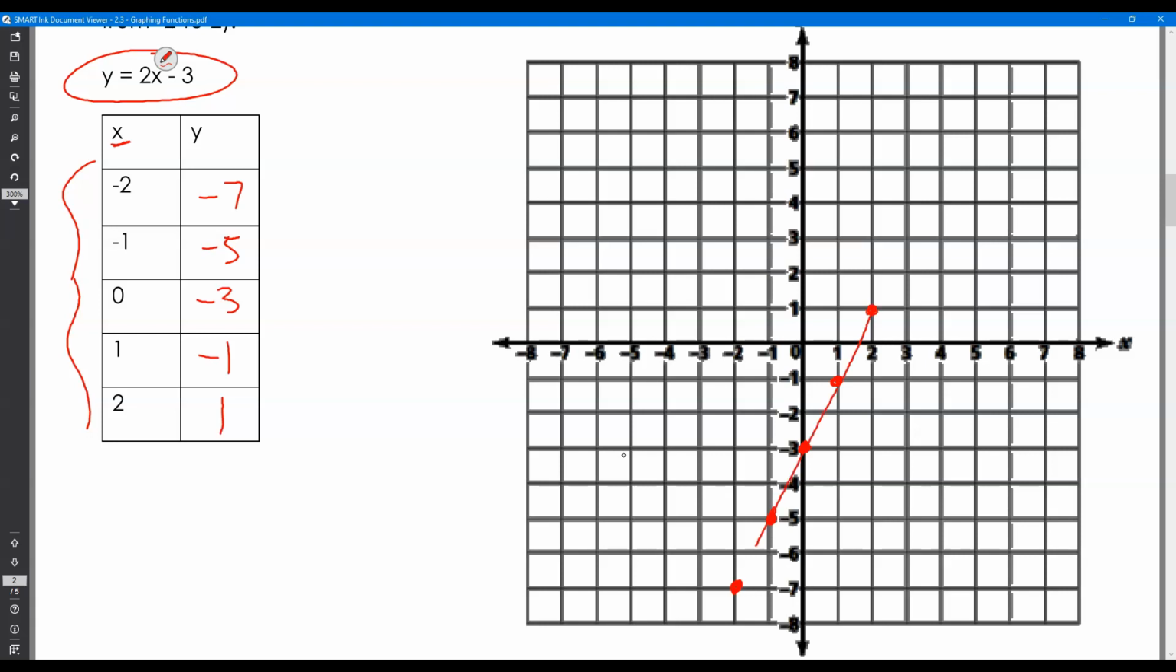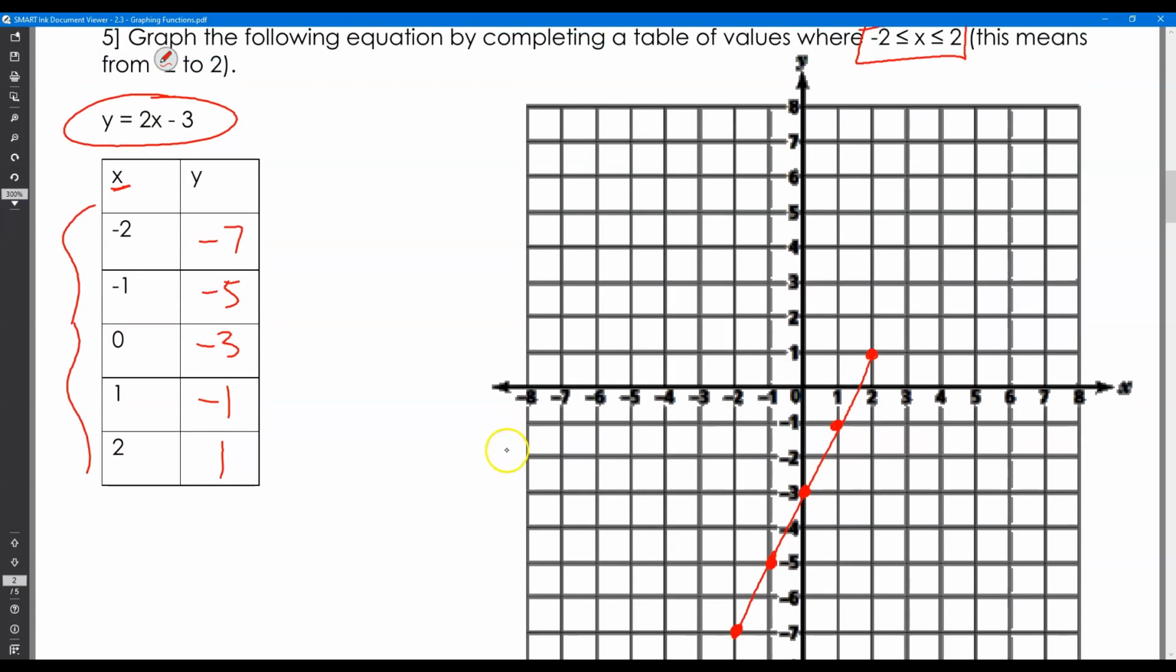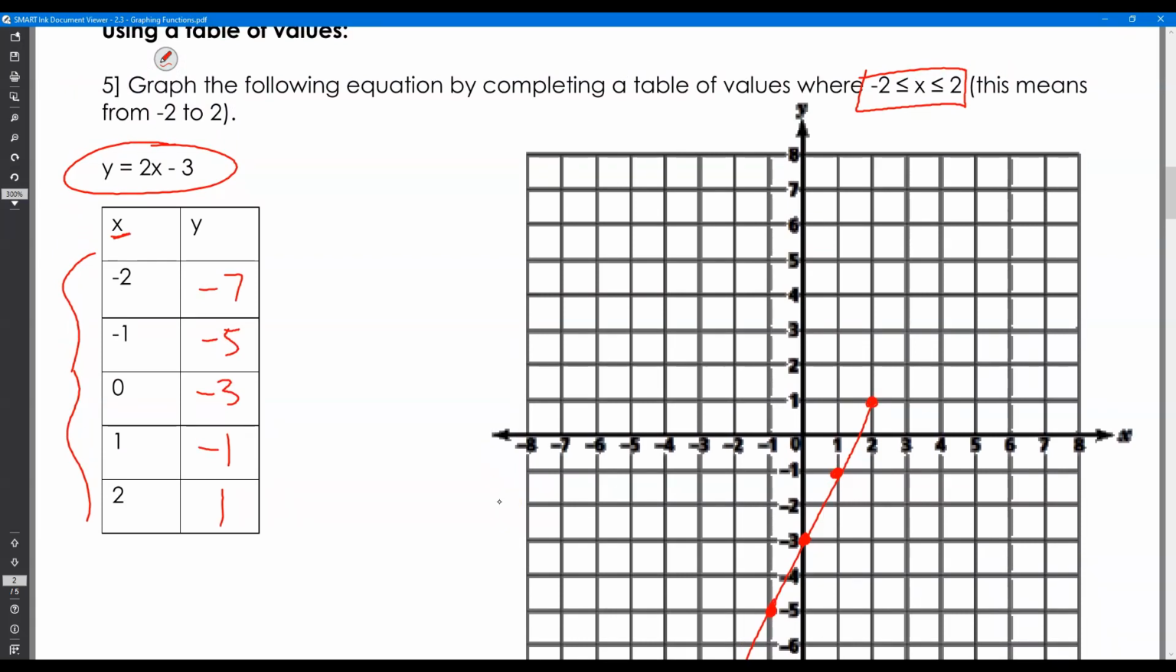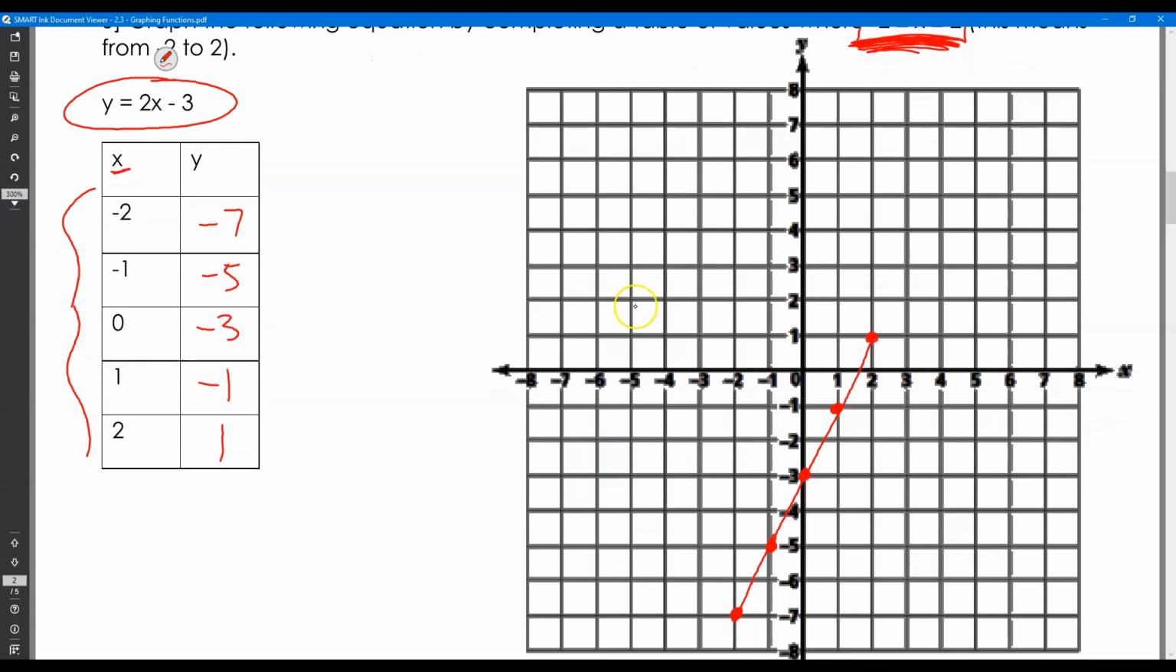Now, in class so far, I have told you that you need to put arrows on your lines, which, for most cases, you do. However, in this particular problem, it gave you this interval. So that means that they want you to complete it only from -2 to +2. So we're not going to put any arrows on this line, but it is still good to label your line.